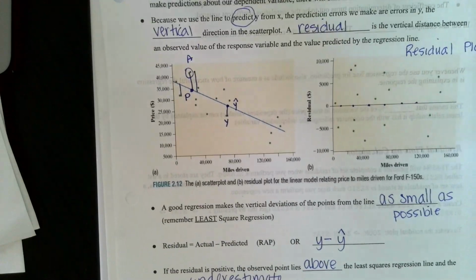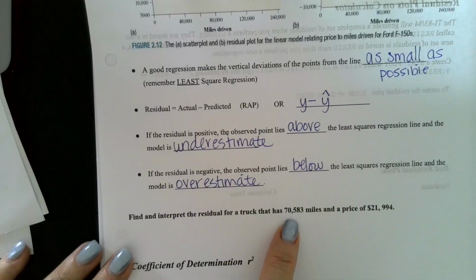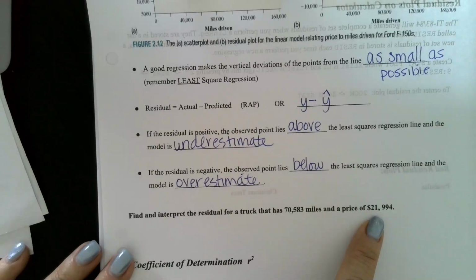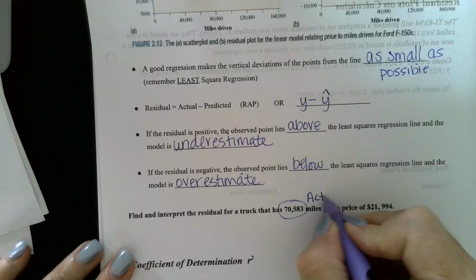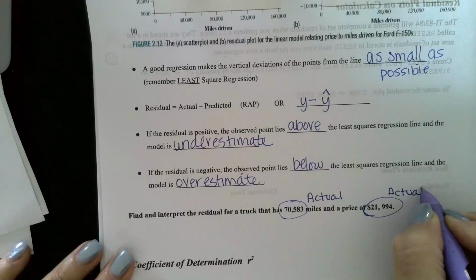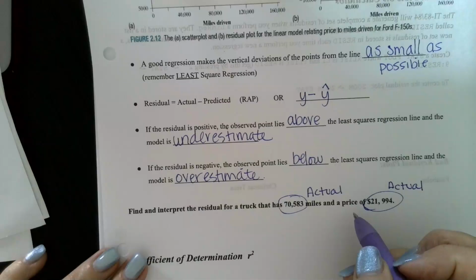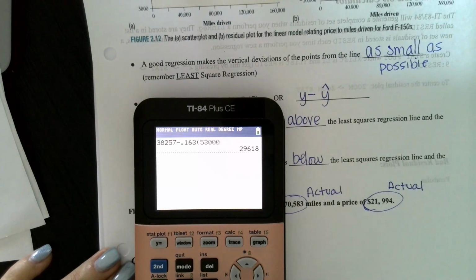Okay? So if we look at this, it says find and interpret the residual for a truck that has 70,583 miles and a price of $21,994. So this value right here, this is my actual. So what I want to do is plug this into my equation. And actually, I'm not going to plug it into my equation. I'm going to plug it right in here because it goes faster.